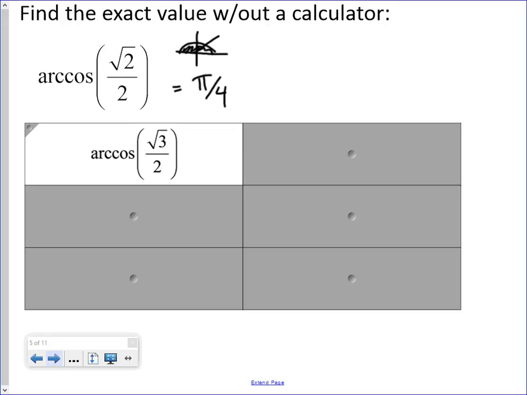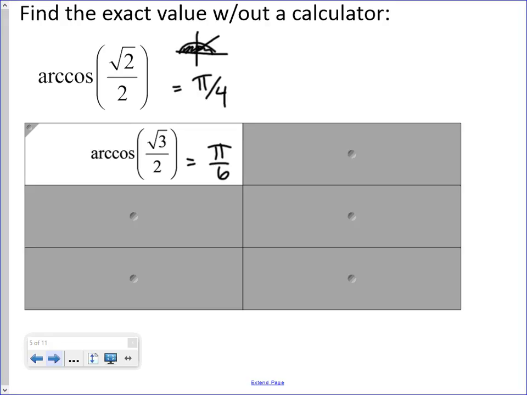David, do you have an answer? Pi over 6. So you're thinking this is a positive ratio, so we know that all of our answers that are positive exist in quadrant 1. And the angle that has a cosine of square root 3 over 2 is pi over 6.